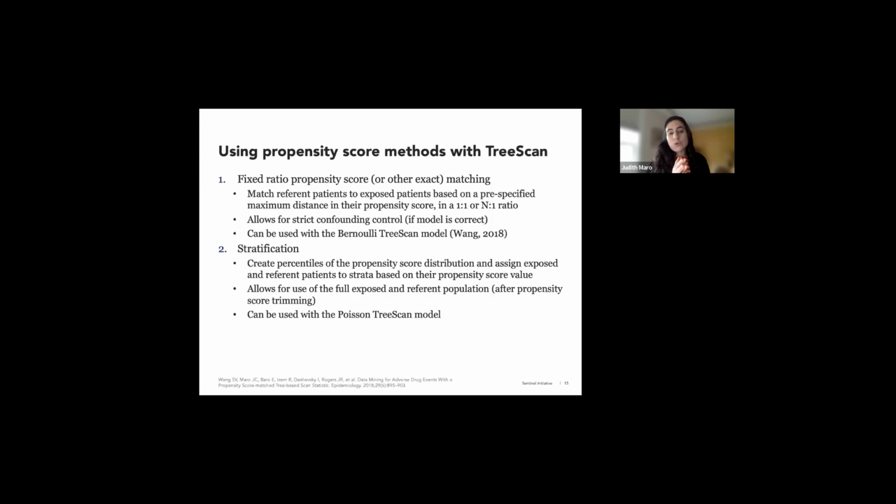We also can do a stratification approach or a fine stratification approach, which takes weighting into account, where we would create percentiles of the propensity score distribution, and then we assign the exposed and the referent group patients into those individual strata based on their propensity score value. One of the advantages of this is that it allows for the full use of the population after, of course, we do trimming. So we'll essentially remove individuals that really have no appropriate match or appropriate overlap in the propensity score. And this stratification or the fine stratification approach could be used with the Poisson-based TreeScan model.